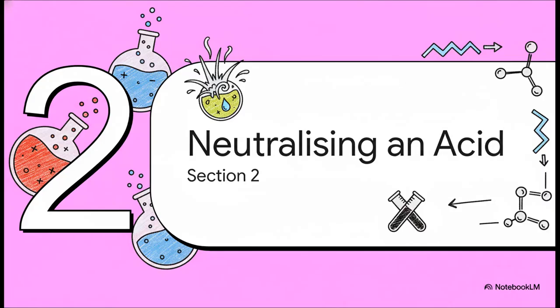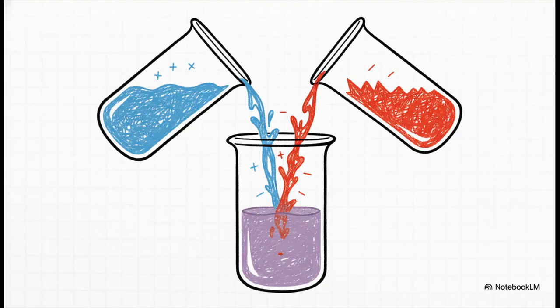All right, let's move on to our second section. Here, we will look at what happens when a base reacts with an acid. This is a reaction you may have heard of before. It is called neutralization. Let's take a simple example. We can take a base, like sodium hydroxide, and react it with an acid, like hydrochloric acid. When we mix them, something very interesting happens.